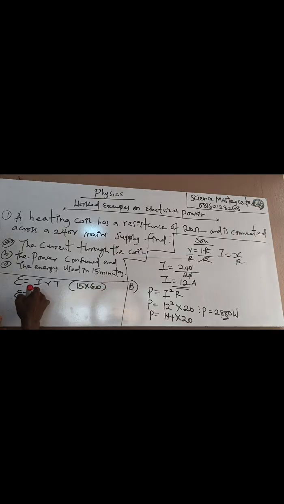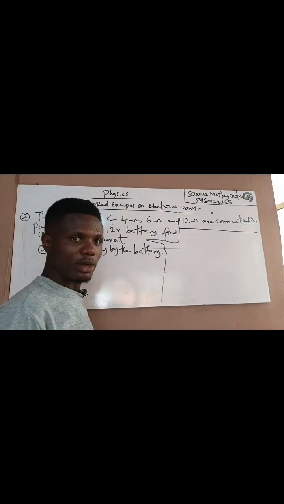So your E becomes, what's my I? My I remains 12, times what's the voltage? Your voltage is 240. Then your T is 15 times 60. So your E becomes 2.592 times 10 raised to the power of 6 joules. As simple as that. Okay, so this is a typical WAEC question.